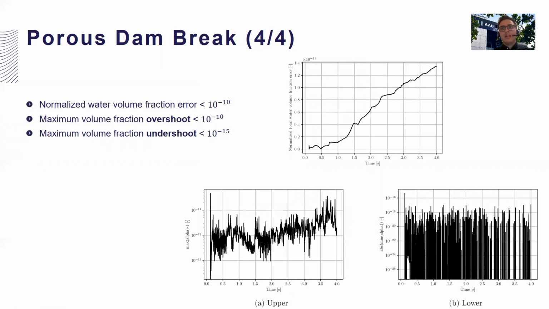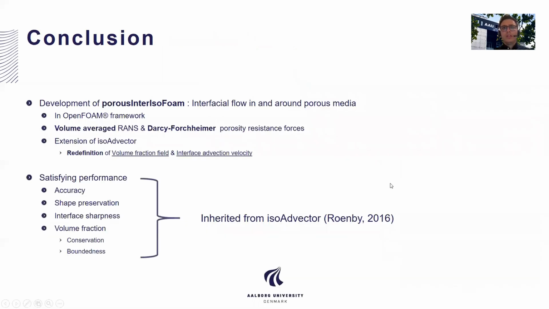Again, the results regarding the volume fraction conservation and boundedness are very satisfying, with the normalized volume fraction error being a bit higher compared to the passive advection case. This rise is most probably connected to the pressure solver and its tolerances. The overshoot remains below the order of 10 to the minus 10, while the recorded undershoots are close to machine precision. So in conclusion, let me sum up the main points.